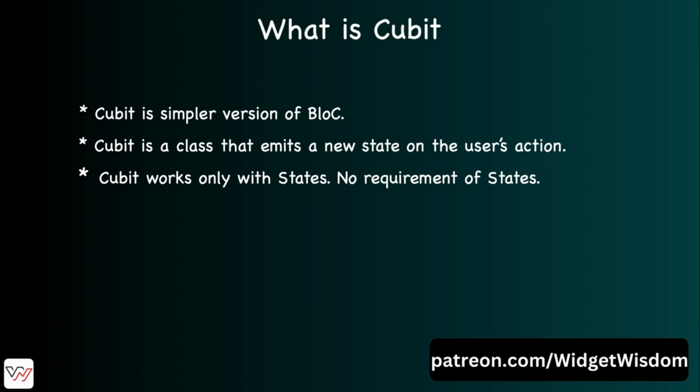Both Cubit and Bloc are part of the same Flutter package. However, Bloc uses streams to manage state and events, which adds some complexity like having to manage both events and states. On the other hand, Cubit simplifies things. It only deals with states. No events required. You directly call methods to change the state. That's why Cubit is easier to learn and use, specifically for smaller apps or beginners. Now you may be wondering where would I use Cubit in a real app?